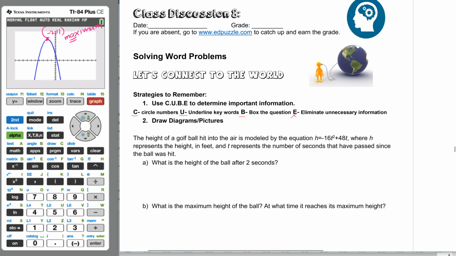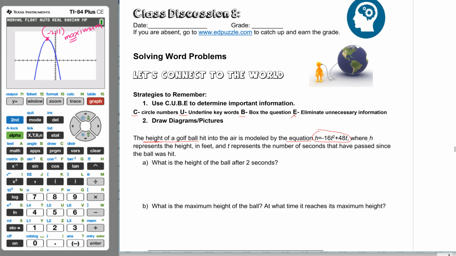The height of the golf ball hit into the air is modeled by the equation h equals negative 16t squared plus 48t. So I see numbers here. We'll just encircle this one and highlight. Okay, underline, so the height. So this one represents the height of the golf ball.